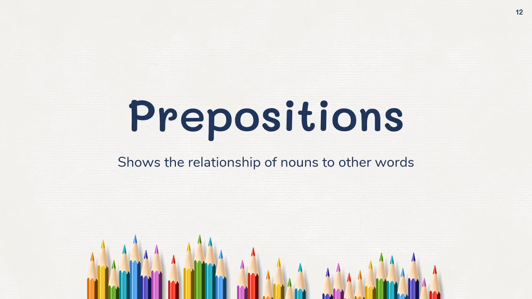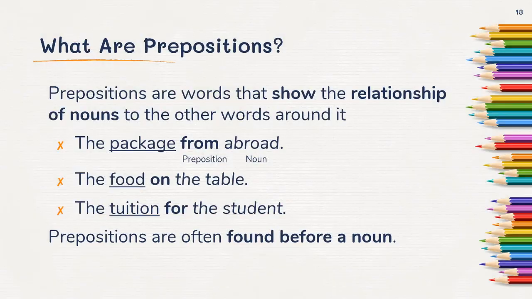So now we're moving on to our next topic, prepositions. These are words that show the relationship of nouns to other words. Prepositions are words that show the relationship of nouns to other words around it. Here are some examples. The package from abroad, the food on the table, the tuition for the student. Prepositions are often found before a noun.